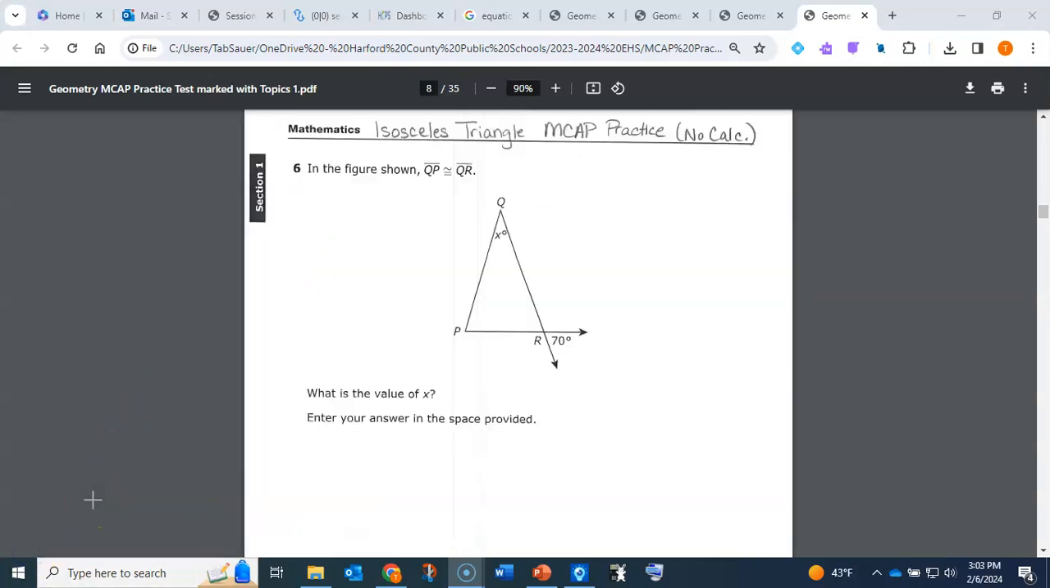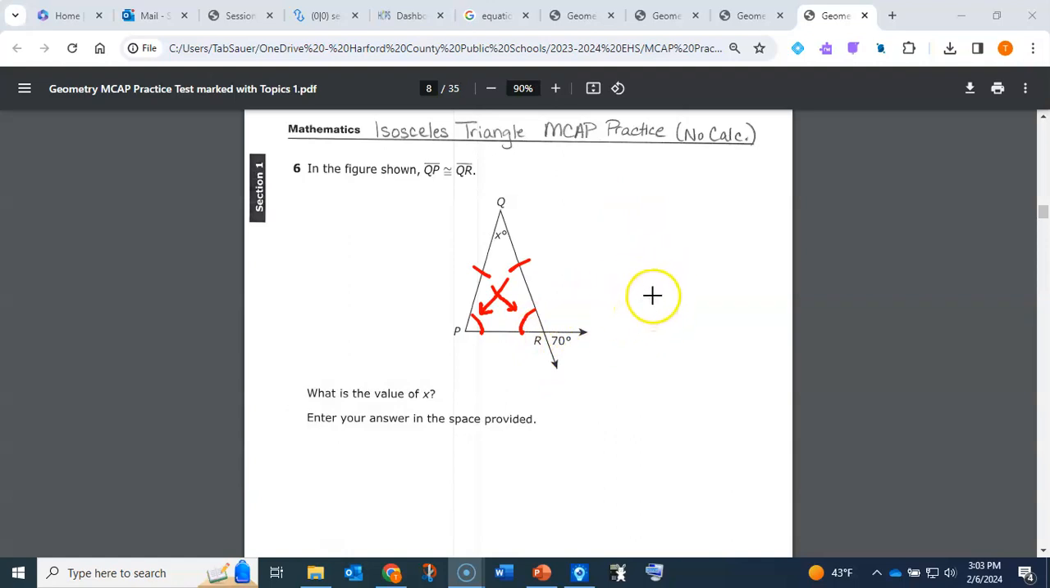All right, for number 6, it says, in the figure shown, segment QP is congruent to segment QR. And so that means here we have an isosceles triangle. What we know about isosceles triangles is that the angles opposite those congruent sides are also congruent, so those two angles are equal to each other. What they're asking for is the value of x, so we're going to try to find x. The other bit of information they supply us with is that this angle here is 70 degrees.